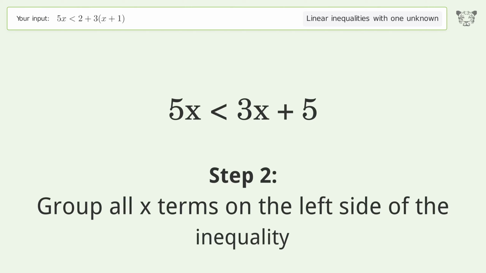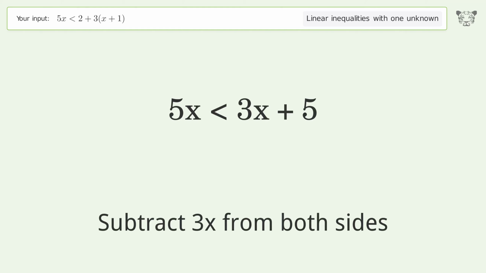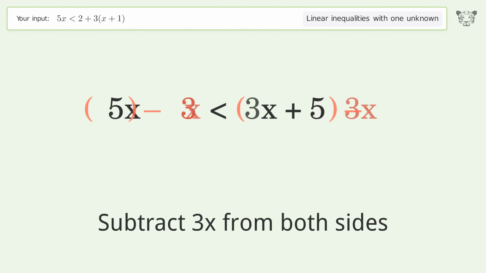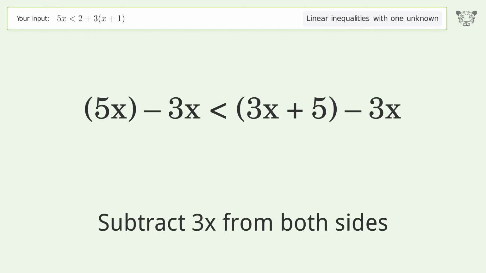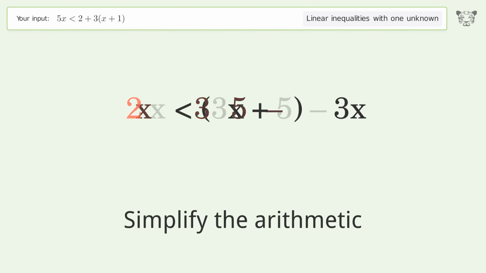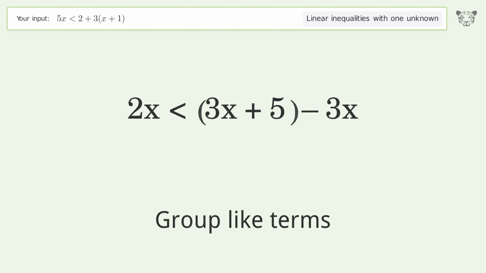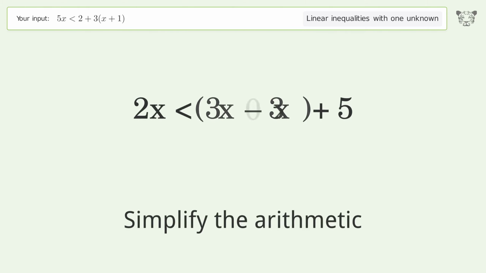Group all x terms on the left side of the inequality. Subtract 3x from both sides. Simplify the arithmetic. Group like terms. Simplify the arithmetic.